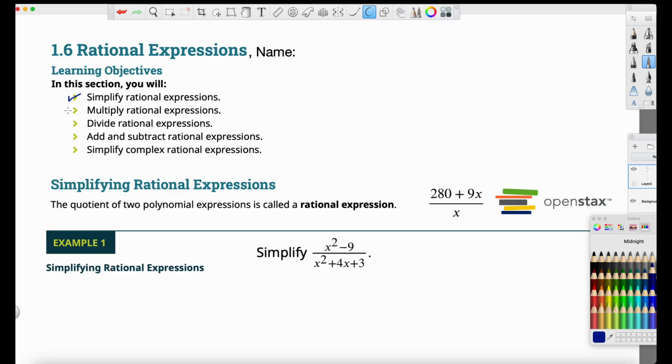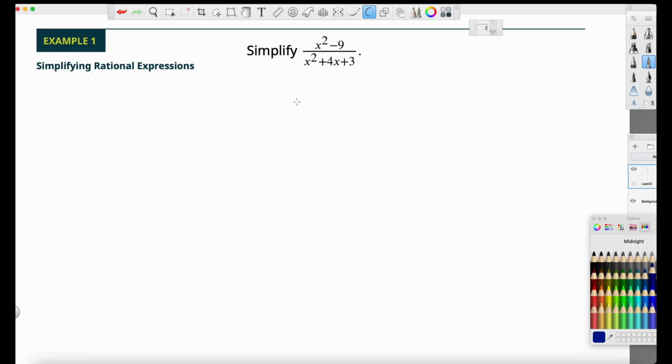Today we're going to take a look at 1.6 rational expressions. And we're going to simplify, multiply, divide, add, subtract, and simplify complex rational expressions. A rational expression is just when we take a polynomial and divide it by another polynomial.